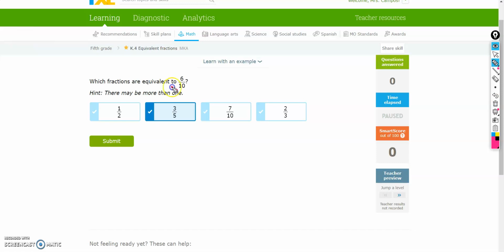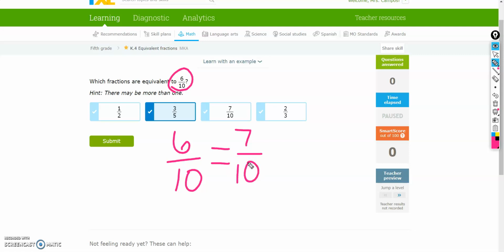Okay, now I'm still going to be using this number. I have 6/10, and I want to see if it equals 7/10. Well, you can just look at that. You know that they're both 10 on the bottom, and 6/10 is not going to be equal to 7/10, because here I'm just dividing or multiplying by 1, and that's not going to work up here. So that does not equal.